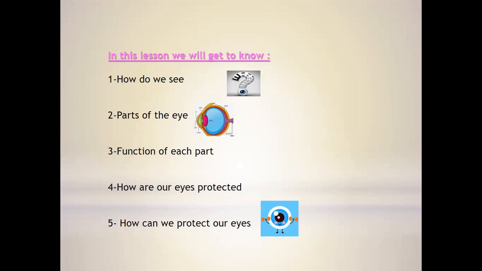Number four, a very important thing we must not forget: how are our eyes protected? Means the things that were created with our eyes in order to protect them. كيف هم انخلقوا محميين? And number five, what we have to do: how to protect our eyes, how to protect this gift.